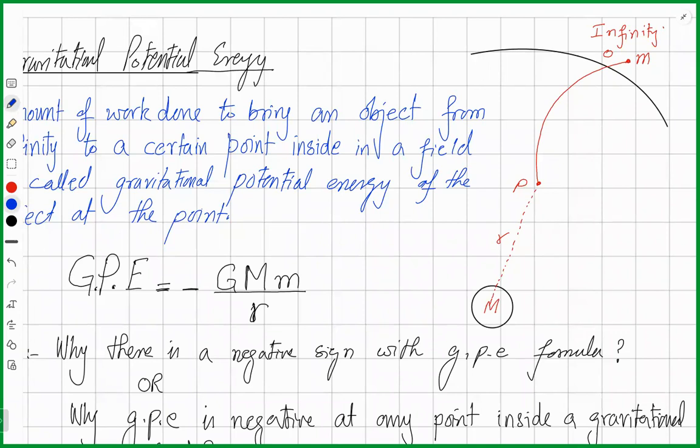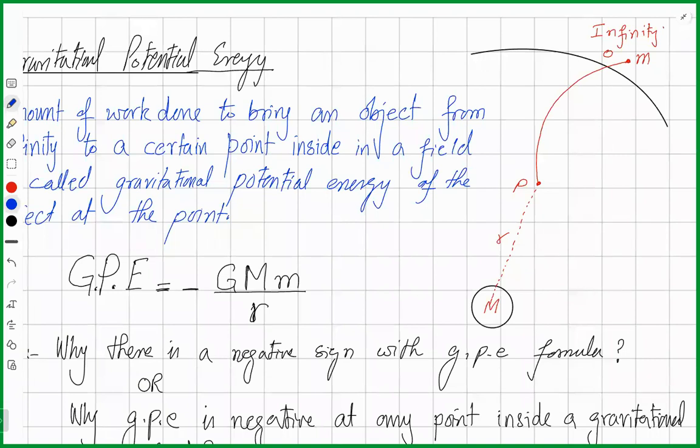potential energy decreases. As in this case, when we are moving m from infinity to a point P inside the field, we are doing work in the direction of natural force. We are doing work in the direction of the gravitational field. That means the potential energy should decrease because this is not work done against the field, it is work done by the field.